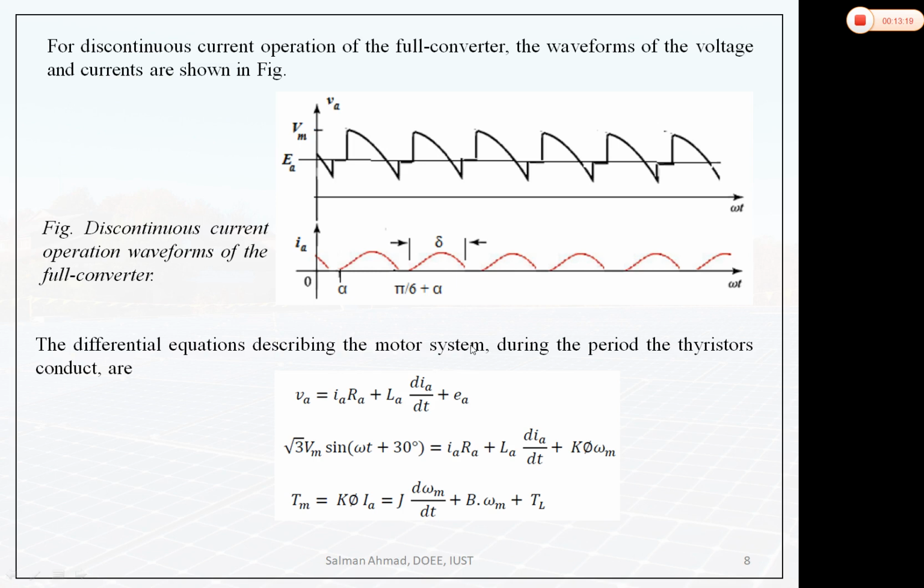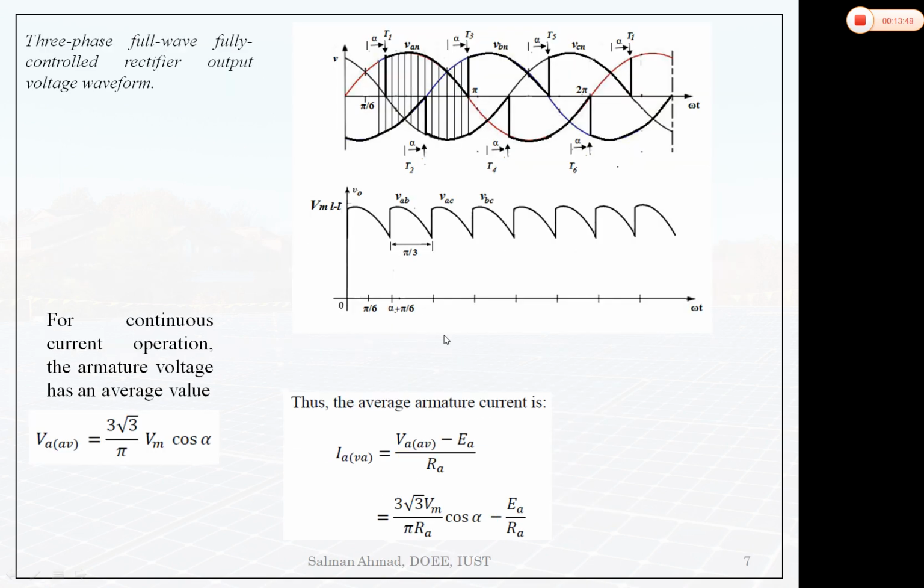Similarly, we can find what will be the case for discontinuous conduction. As you can see here, the current becomes discontinuous. So whenever the current is 0, the output voltage will be the back EMF voltage. Whenever it is conducting, as in the previous case, we are having this output voltage. Again, if the current is 0, we are getting back EMF voltage like that. So the instantaneous equation we can write as armature voltage will be the drop in the armature circuit, the drop in the inductance, and back EMF.